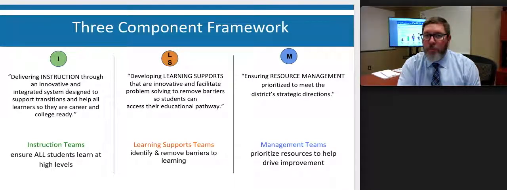One of our core values in Bloomington is teamwork, so let's be great teammates, work together through the 3-component framework, and get our kids on a pathway to career and college success.